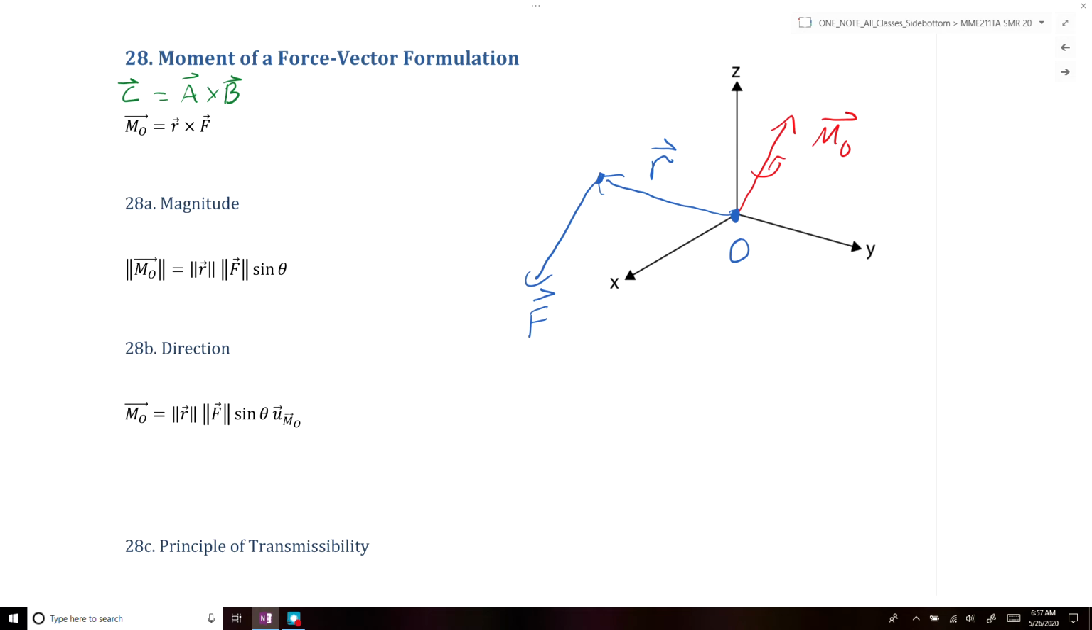The magnitude of our moment M_O is just the same as the formula we had for a cross product, where we took the magnitude of our position vector times the magnitude of our force times the sine of the angle between r and F. And the direction of our moment will be perpendicular to both r and F.